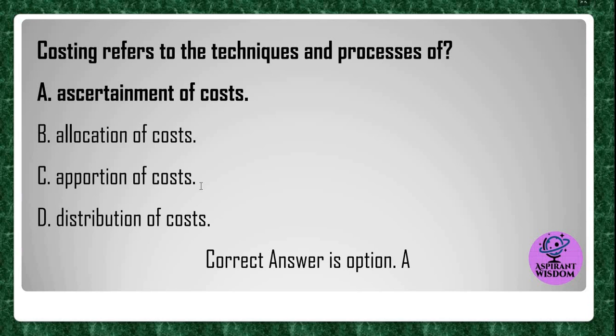Costing refers to the techniques and processes of A. Ascertainment of costs. B. Allocation of costs. C. Apportion of costs. D. Distribution of costs. Correct answer is option A.